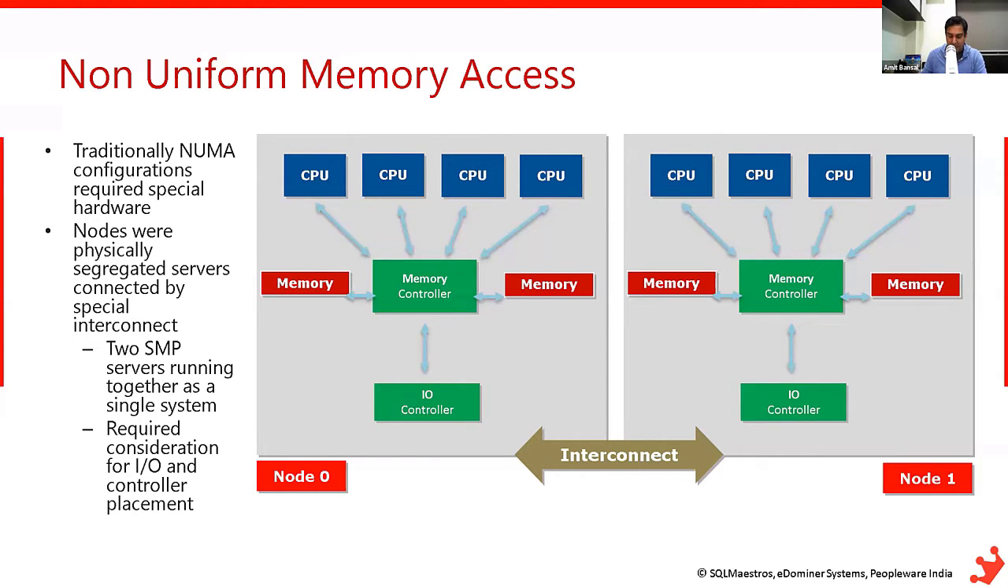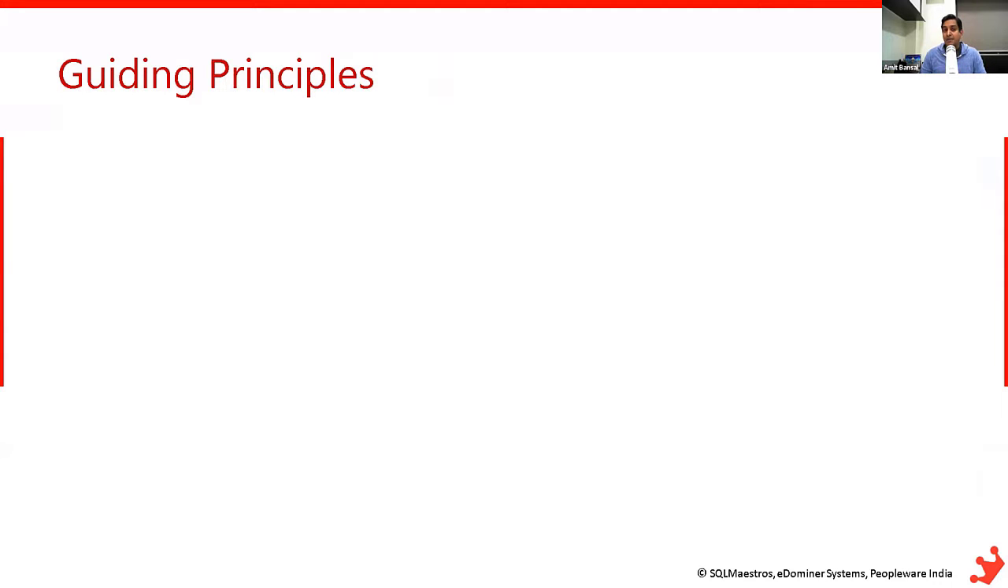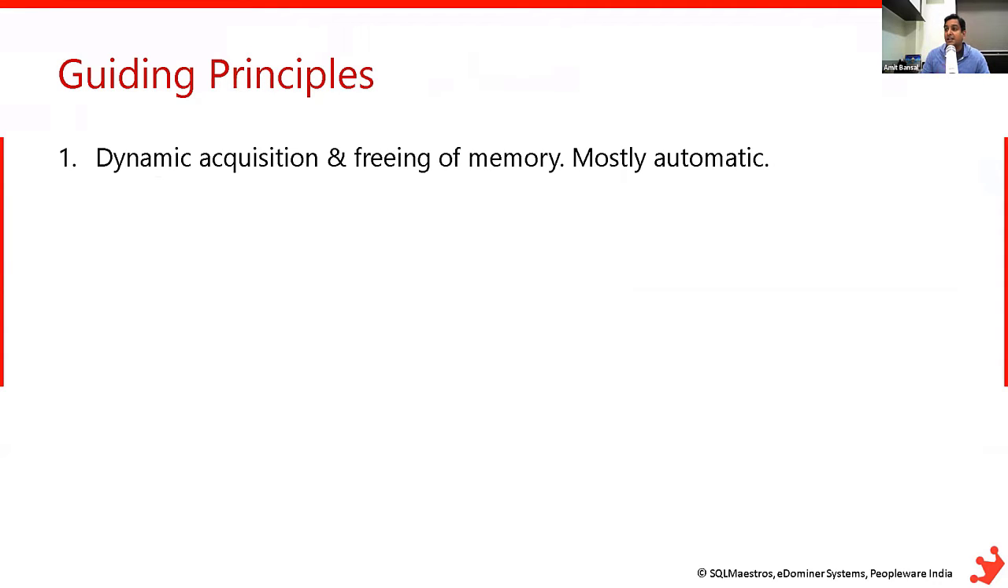Now, what are the guiding principles of SQL Server memory architecture? First, dynamic acquisition and freeing of memory, mostly automatic. SQL Server memory is designed to be automatic. You have a few knobs and switches, but mostly it is managed automatically. As you keep running workloads, as SQL Server accepts more connections, requests, and queries, it will keep asking Windows for more and more memory. This is dynamic allocation. We are going to dive deep into this and explore more.